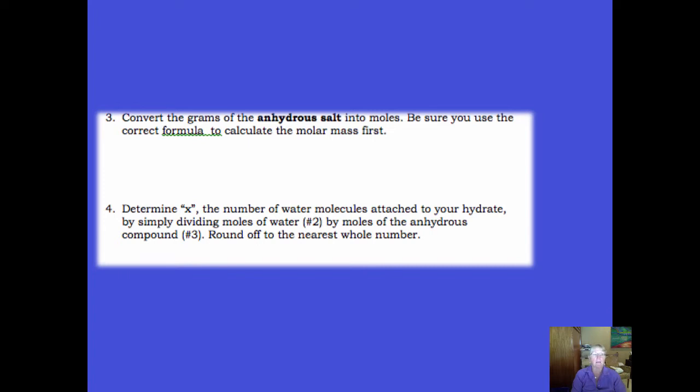Okay, when you get to step number 4, it's fairly explicit. To determine X, the number of water molecules attached to your hydrate, you're simply going to divide your number of moles of water from line 2 by the moles of your anhydrous compound in line 3. You probably won't get a whole number, but round off to the nearest whole number. If for some bizarre reason you get less than 0.5, do not round off to 0, round up to 1. Let me repeat that. You have to have some number there. You can't have the number 0. So if you have a number less than 0.5, there was some experimental error, and round up to the number 1.